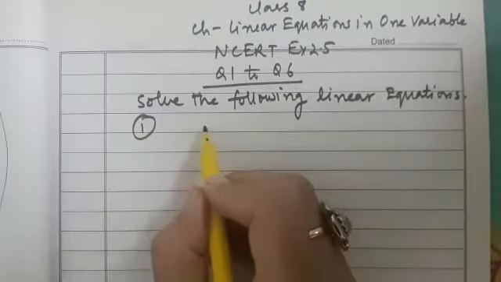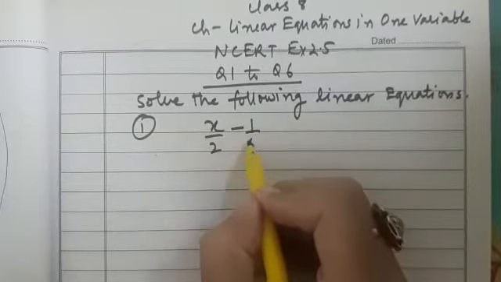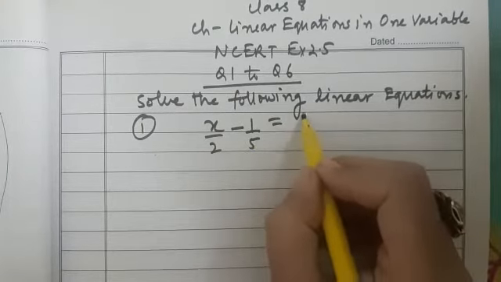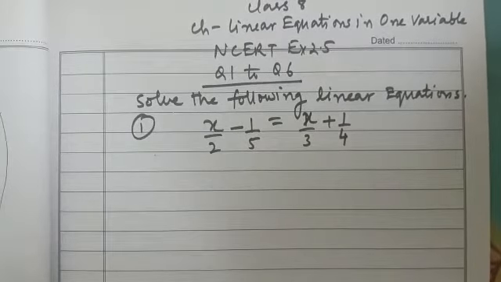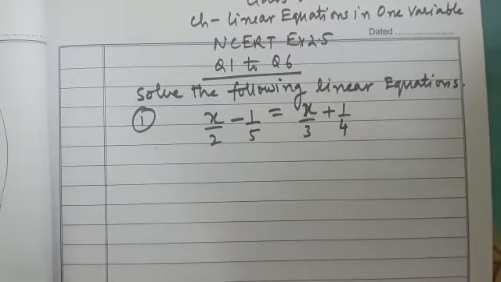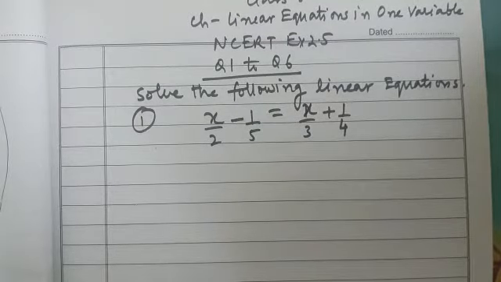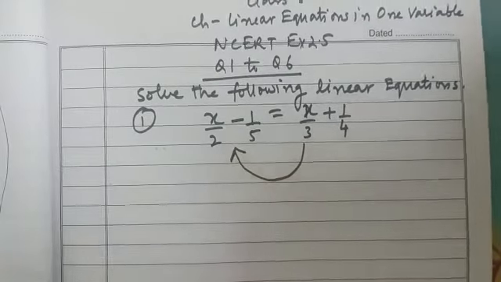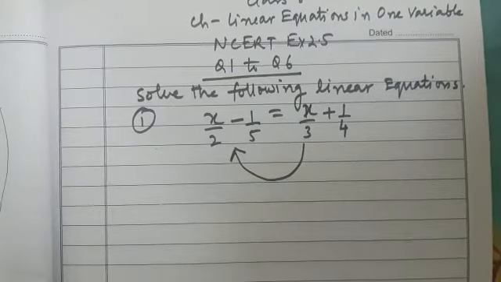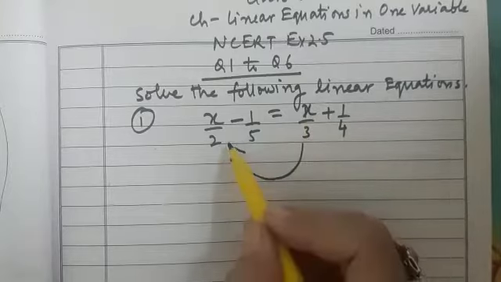So first one is x upon 2 minus 1 upon 5 is equal to x upon 3 plus 1 upon 4. Yes, tell me how you are going to do this. Yes, we are going to transpose the terms. We will be moving terms with the variable to one side and constant terms to the other side. If we bring x by 3 to the left hand side, we call this process transpose.